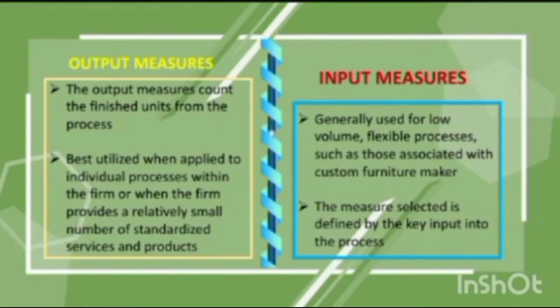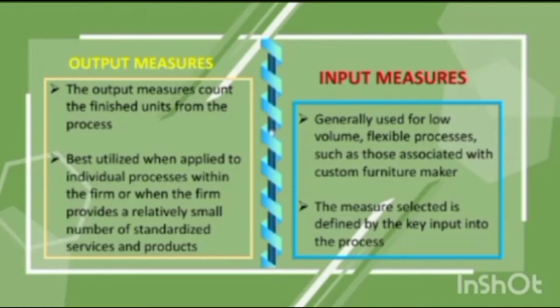Capacity can be measured in two ways, the output measures and input measures. So output measures count the finished units from the process, such as mobile phones produced in a day or cars manufactured per week. So it is best utilized when applied to individual processes within the firm or when the firm provides a relatively small number of standardized services and products. So kaning measure is best used where there is low variety in the product mix or limited customization.